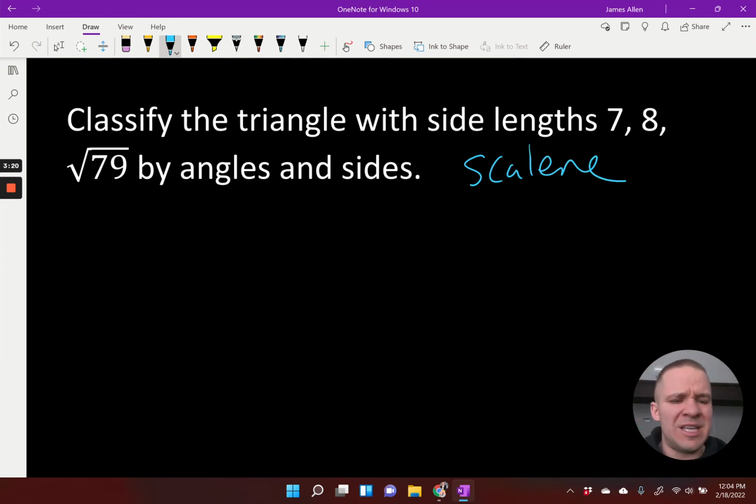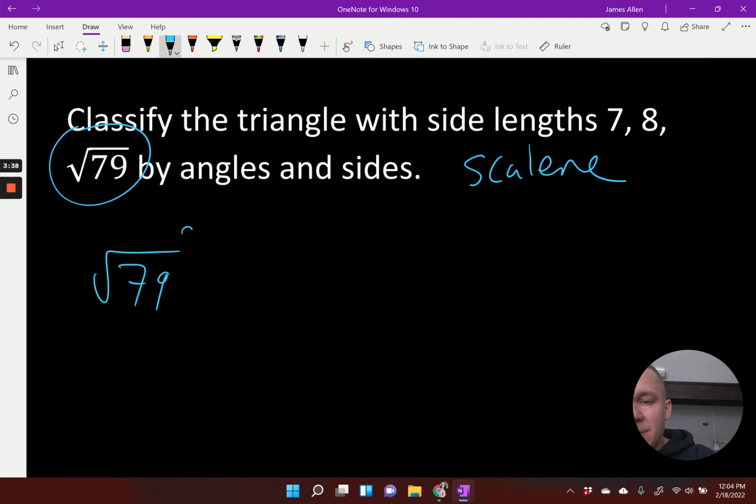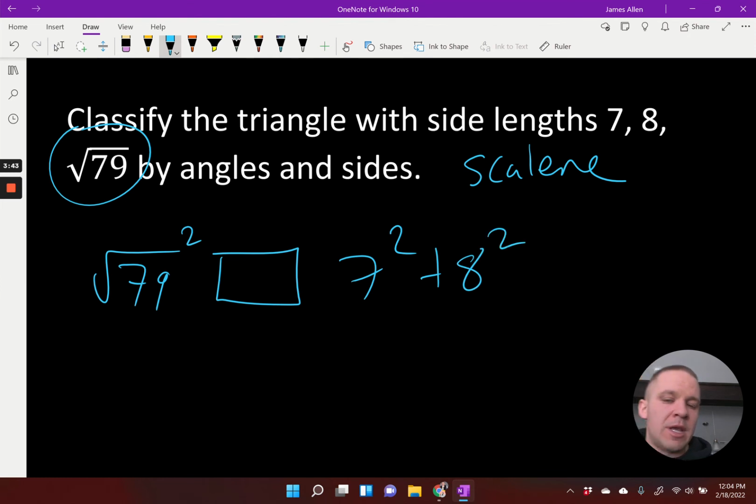But which one's my c squared? Well, if we go back to what I just said, this is going to be somewhere between the square root of 64 and the square root of 81, right? So it's going to be between 8 and 9, but closer to 9. So this is going to be larger than 8. So it is my largest side. The square root of 79 is my c, okay? So I'm going to have square root of 79 squared, I don't know, and then 7 squared plus 8 squared. The square root actually is kind of nice in this sense because those parts just cancel, and I'm left with 79 on this side.